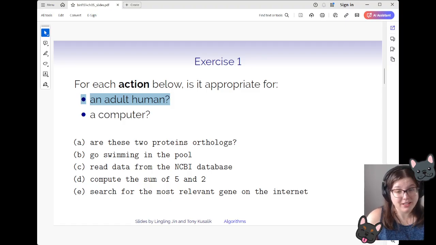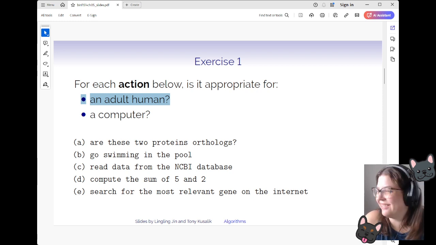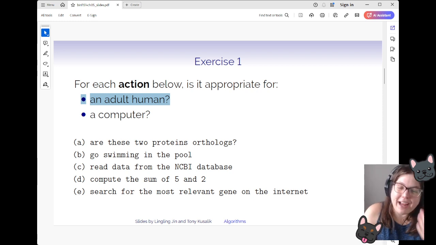But for computers, completely not appropriate. I want to say irrational, but it's not irrational. That's probably the wrong word for it. Computers can't swim. So they can't go swimming in a pool. So it's not an appropriate action. It's not feasible for that audience if the audience was a computer.